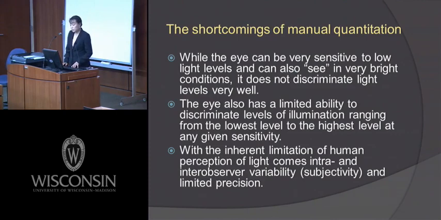So what are the shortcomings of manual quantitation? While the eye can be very sensitive to low light levels and can also see very bright conditions, it does not discriminate light levels very well. The eye also has a limited ability to discriminate levels of illumination ranging from the lowest level to the highest level at any given sensitivity. With the inherent limitation of human perception of light comes intra- and inter-observer variability and limited precision.